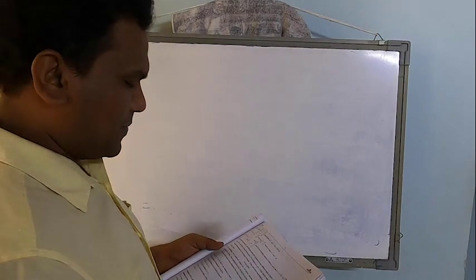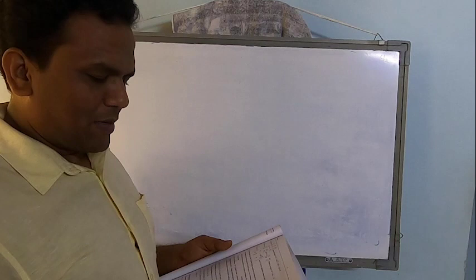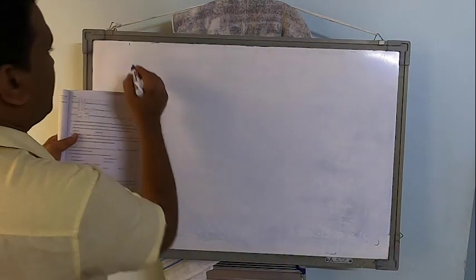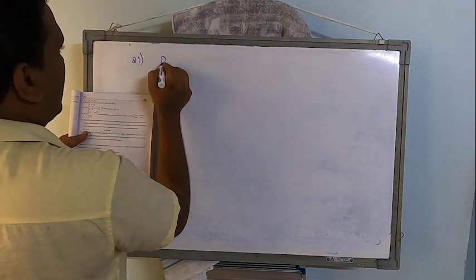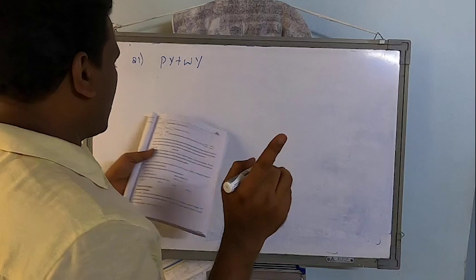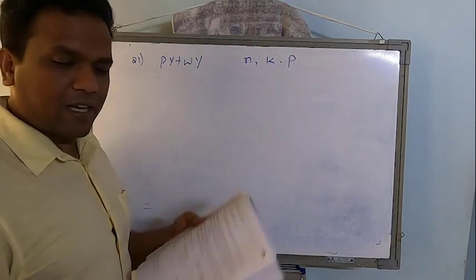So what they have given us: X, Y, Z, W, P are matrices. Orders have been mentioned, so choose the correct one for 21 and 22. In 21, you have a matrix Py plus Wy. What are the restrictions on the values of N, K, P?